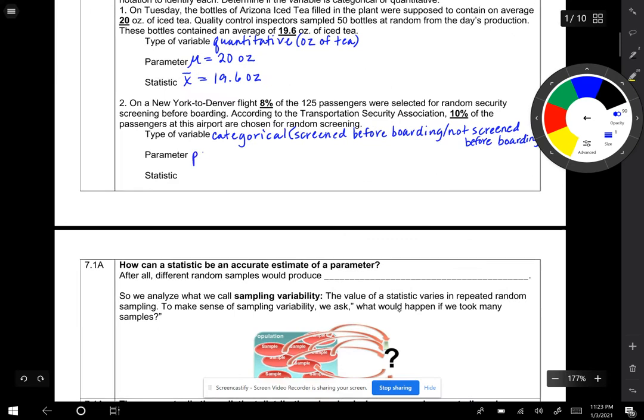So our P is equal to, and when we're dealing with percentages and stats, we always want to change those to decimals so we can do calculations. So P is equal to 0.10, and our statistic would be p hat, and that's 8% of the 125 passengers chosen at random. So make sure you put the proper notation.